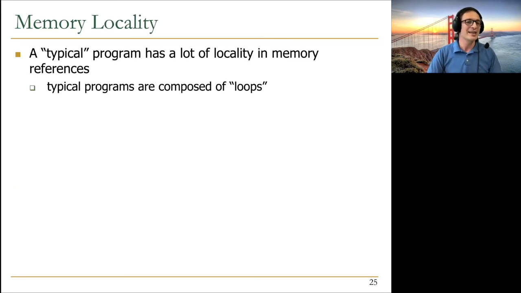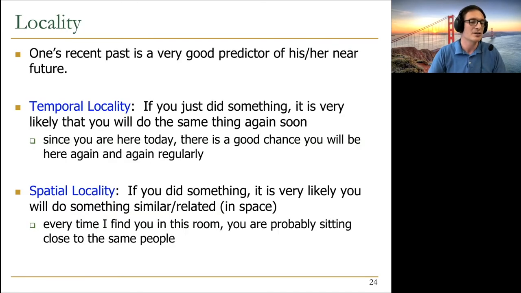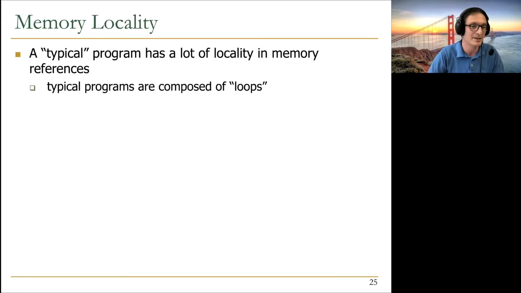Okay, so memory locality, in the case of memory references, refers to the fact that a typical program has a lot of locality in its references. And basically, it's temporal and spatial locality. So I'm going to narrow down these temporal and spatial locality definitions to the memory system and programs a little bit. One of the reasons is typical programs are composed of loops, but that's not the only reason. Loops tend to iterate and they tend to access different data, as you have seen earlier.